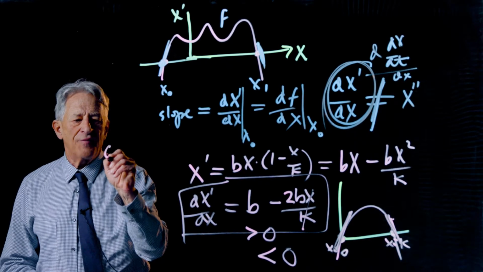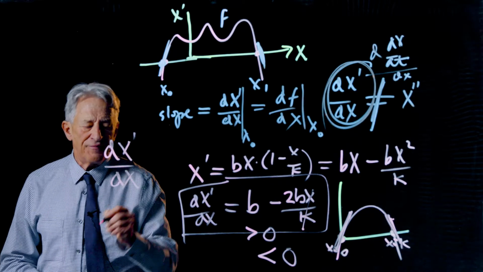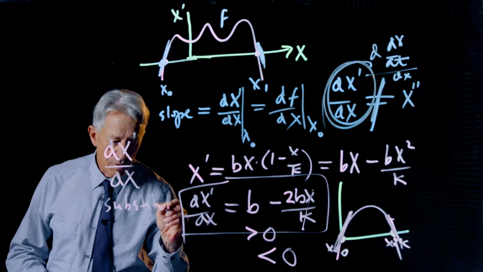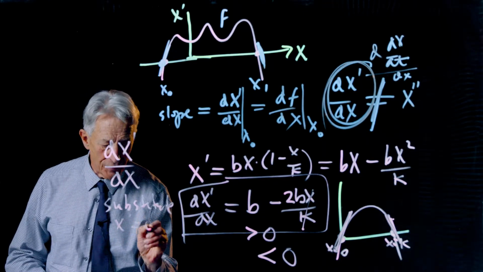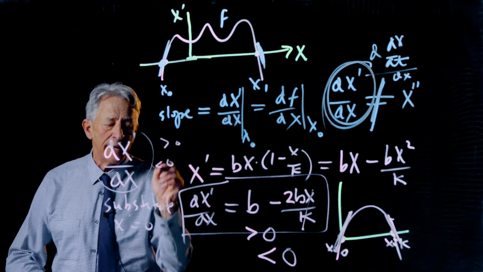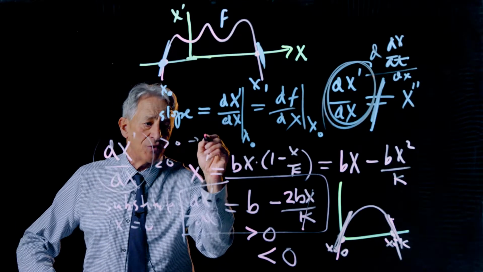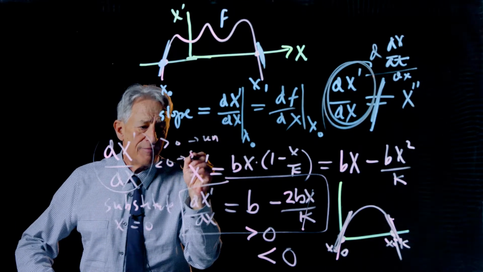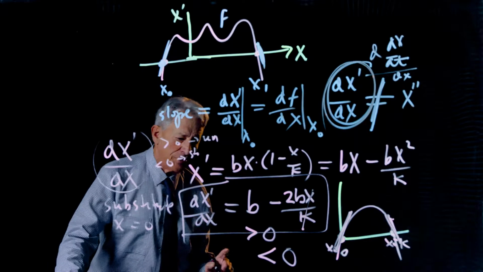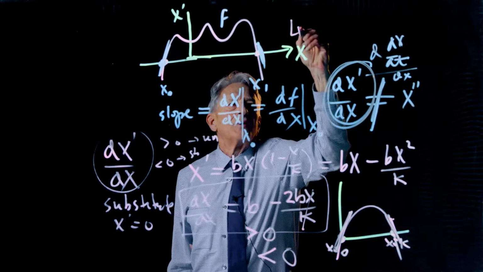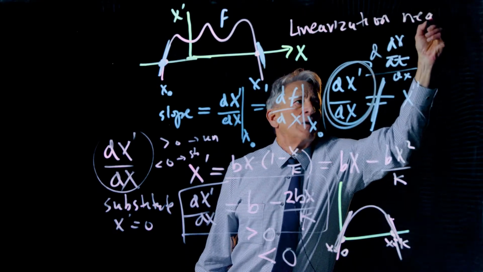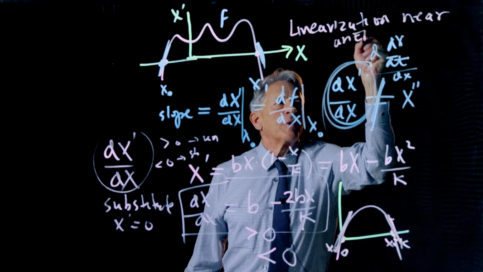So now we have a general criterion for finding the stability of equilibrium points, which is: given x prime, find dx prime/dx, substitute the various points for which x prime equals 0, and ask if this slope is positive or negative. If it's positive, that's an unstable equilibrium point. If it's negative, that's a stable equilibrium point. And this is so important, it has a name. This is called the principle of linearization near an equilibrium point.